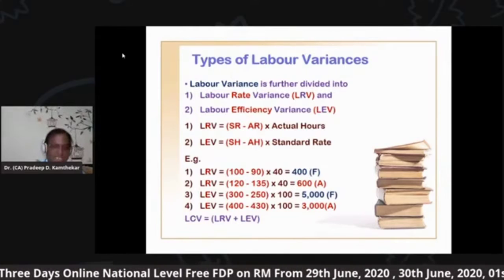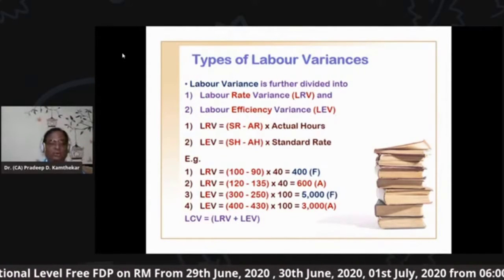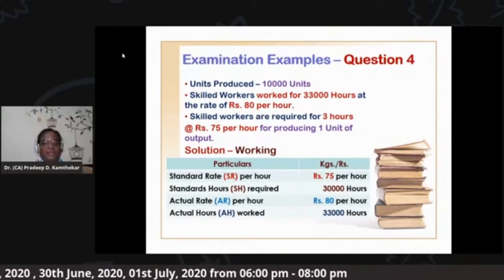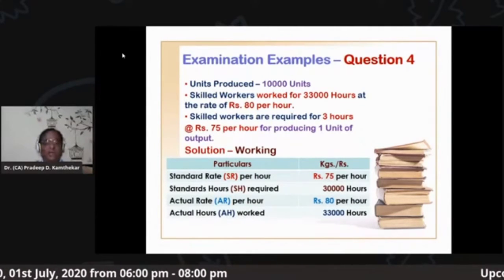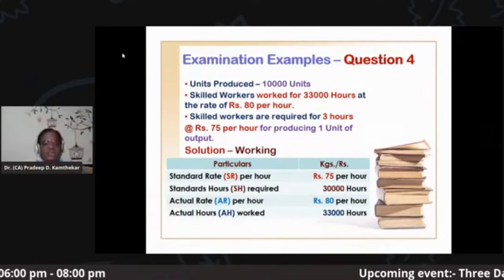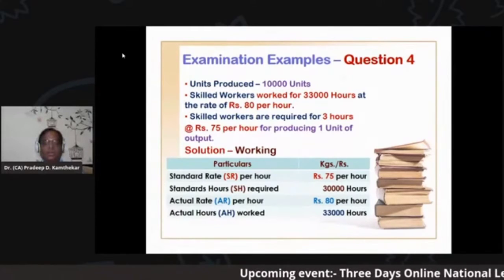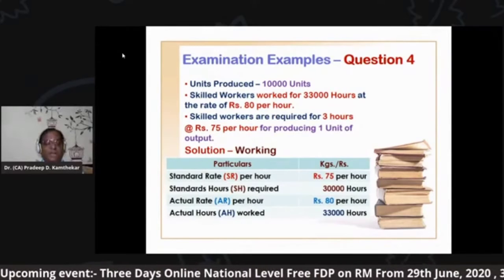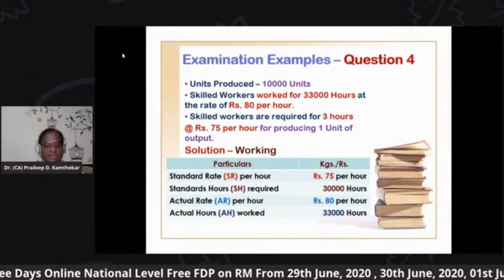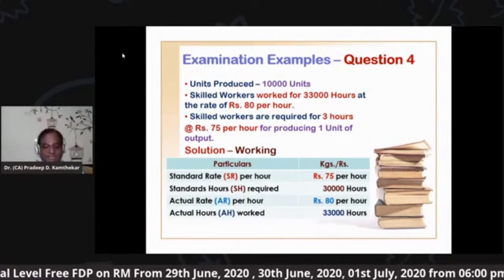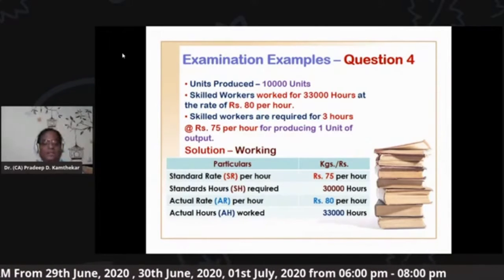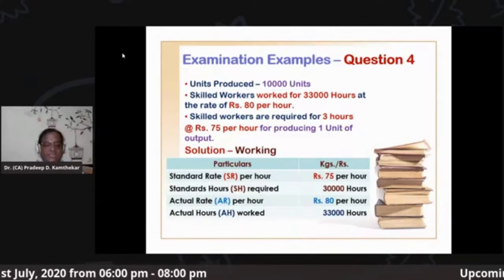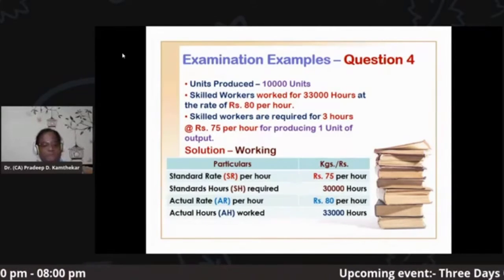Now let us see actual variance calculation through proper examples. So this is one example where you are given that 10,000 units were to be produced. Skilled workers actually work for 33,000 hours for this production, and they are paid at the rate of 80 rupees per hour. So actual hours AH, you can see in the fourth line of the table, 33,000 hours. Actual rate per hour, you can see in the third line of the table, 80 per hour.